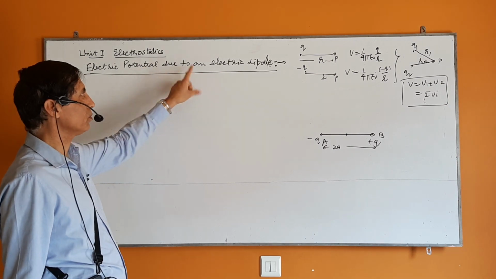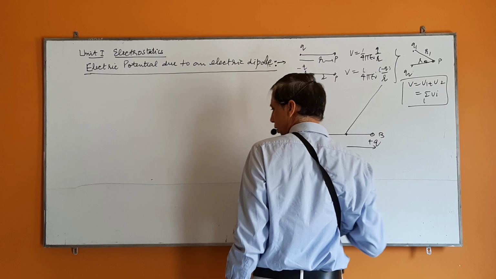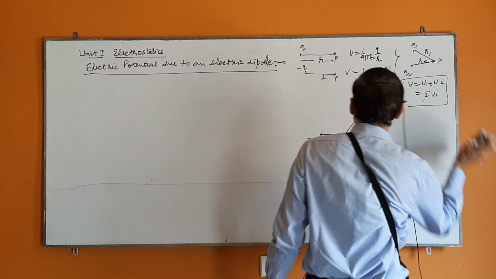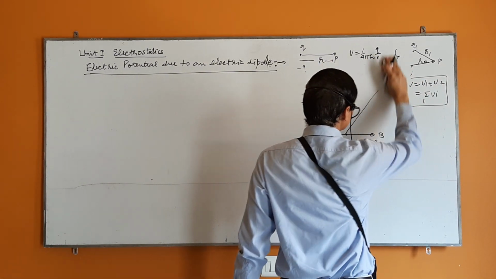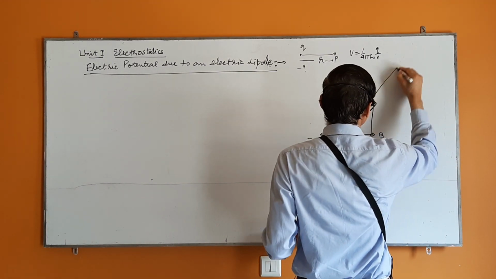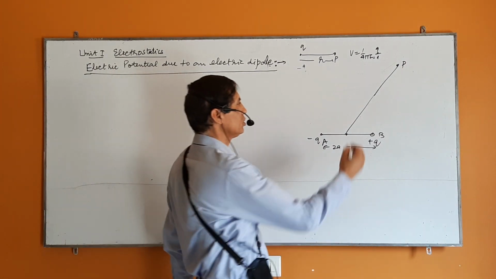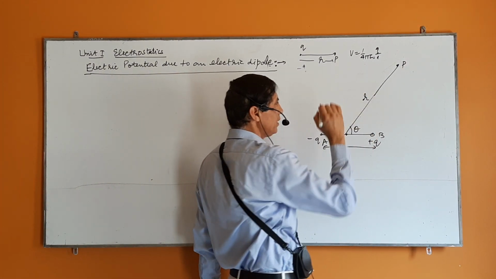What is the potential at any point? At any point means we'll take a general point. Suppose this is a general point, and this general point is P. Here we want to calculate. Suppose this distance is r, and this angle is theta.